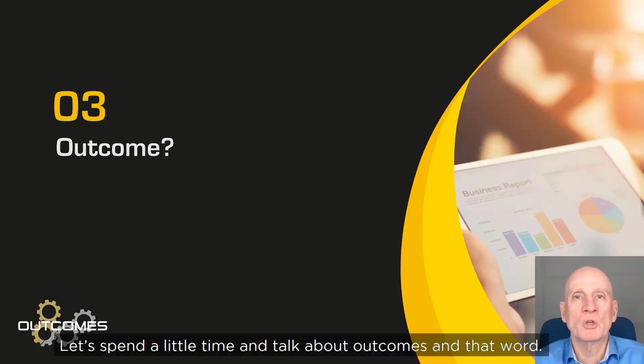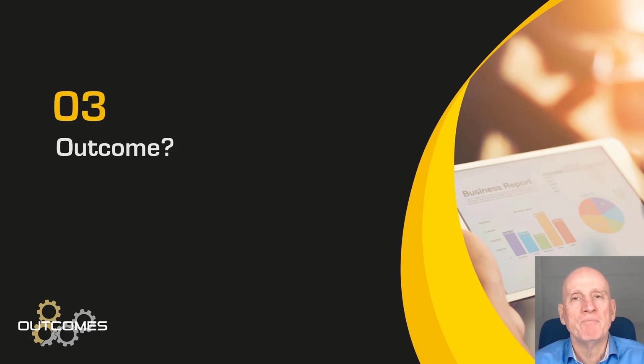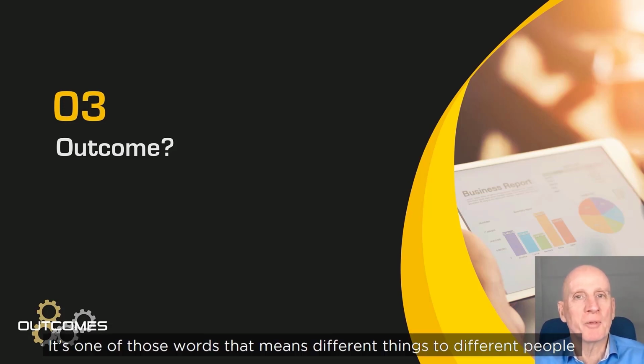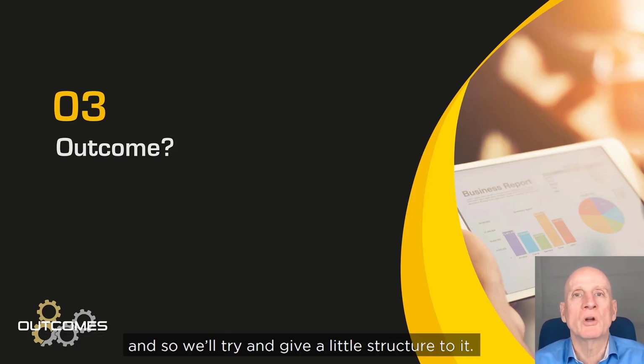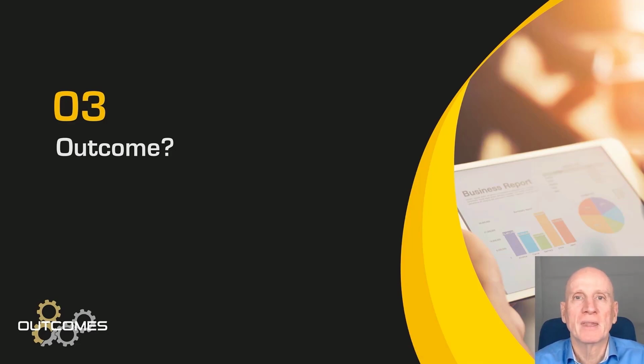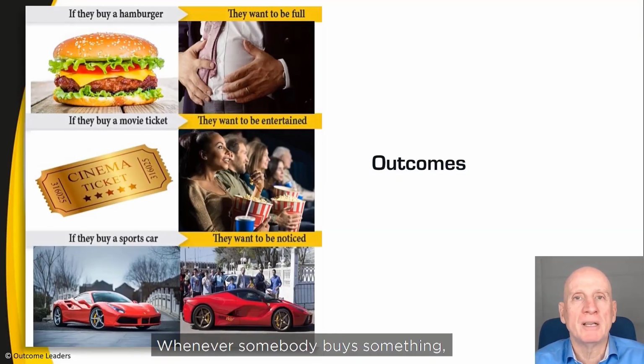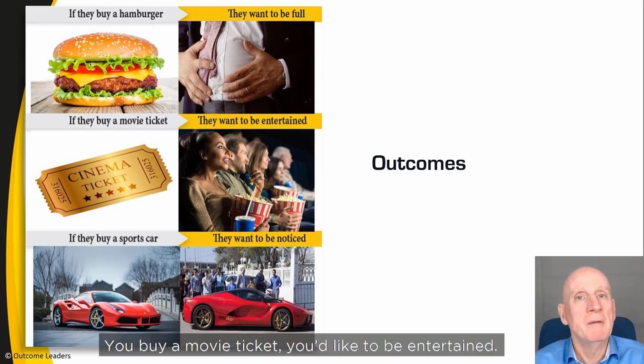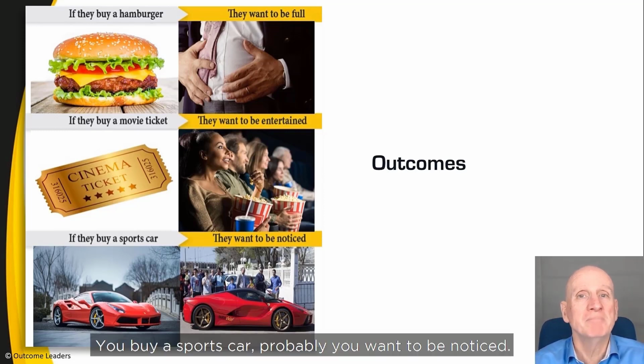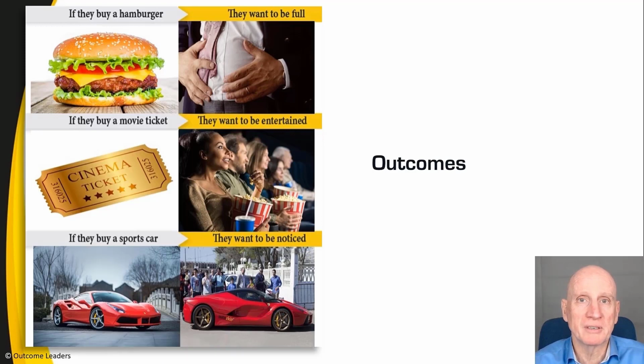Let's spend a little time and talk about outcomes and that word. It's one of those words that means different things to different people, and so we'll try and give a little structure to it. Whenever somebody buys something, there is an outcome they want to achieve. You buy a hamburger, you want to be full. You buy a movie ticket, you'd like to be entertained. You buy a sports car, probably you want to be noticed.